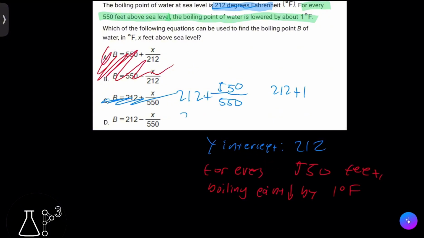So if I do 212 minus, oops, I was about to write add, minus 550 divided by 550, and 550 divided by 550 equals 1, so it's 212 minus 1. And this goes with the equation that's given. It's being lowered by 1 degree Fahrenheit. Because if I do 212 minus 1, I get 211 degrees Fahrenheit. And that is why D is the correct answer.